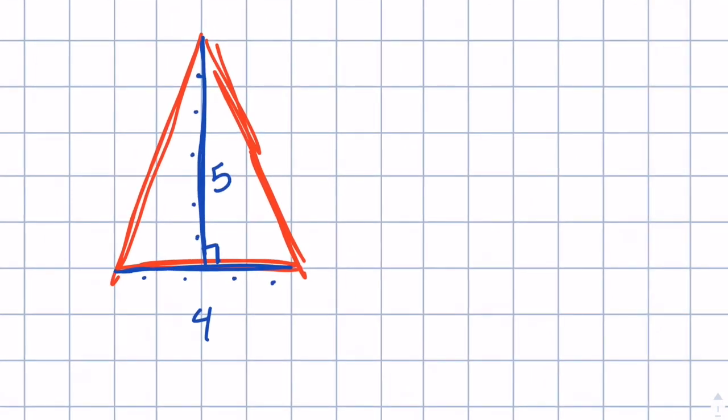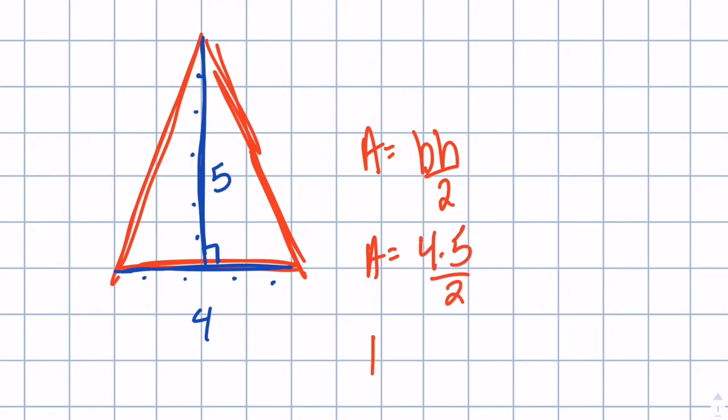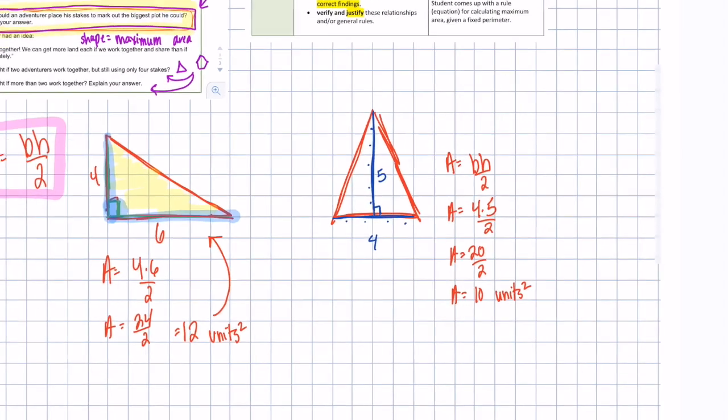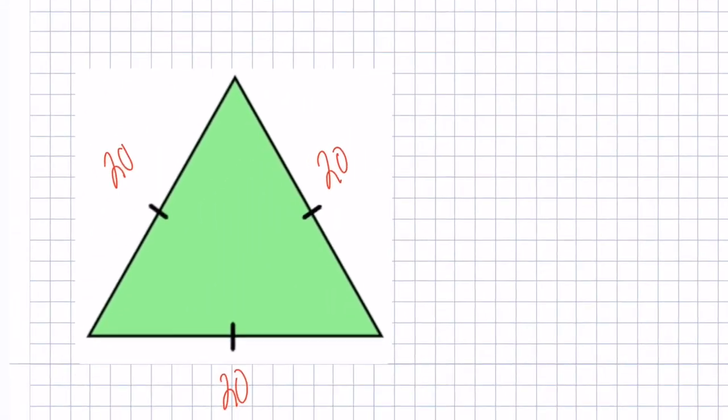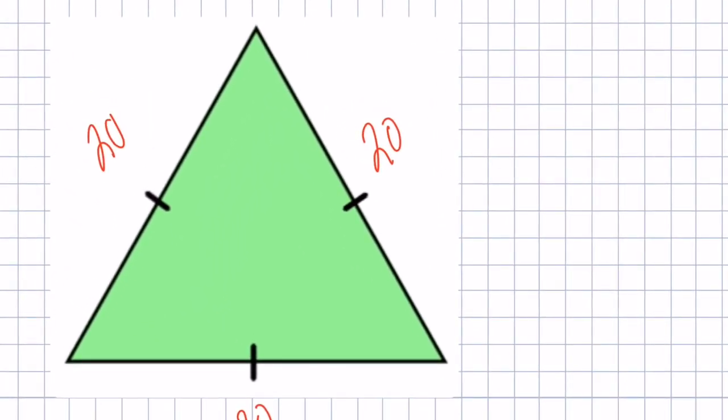So same idea. Now that I have that information, area is equal to base times height divided by 2. So area is equal to 4 times 5 over 2. That's going to be 20 divided by 2. So therefore, my area is 10 units in this situation. Now what if someone wanted to find the area of an equilateral triangle when you know the sides?